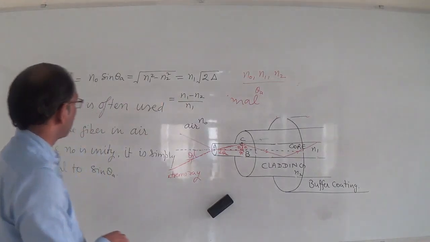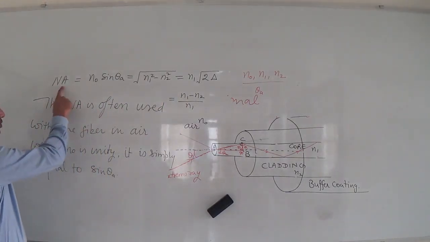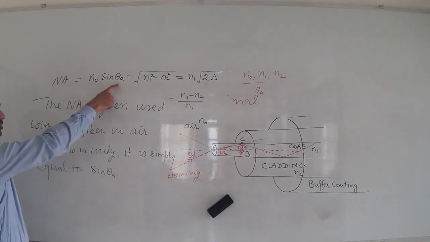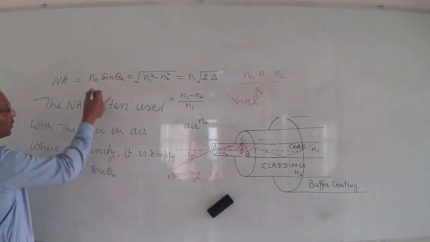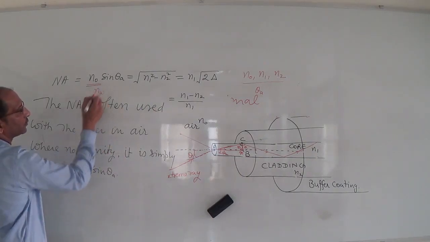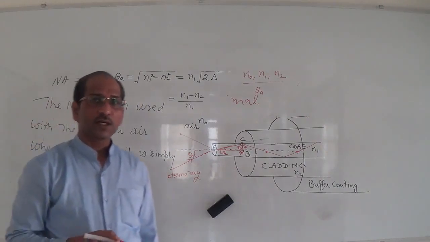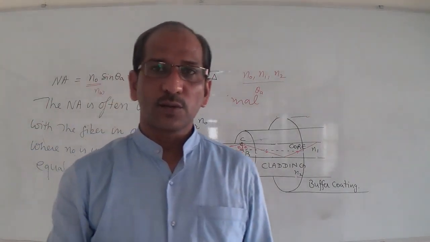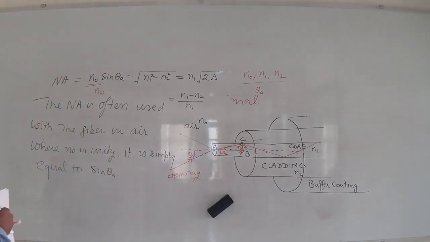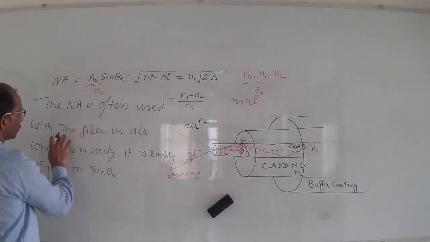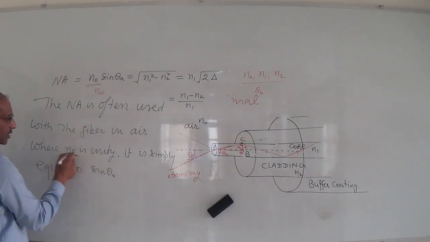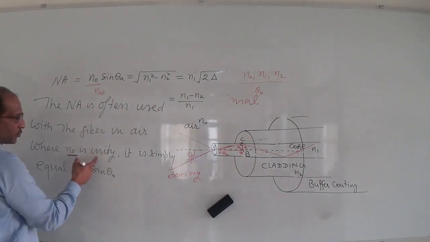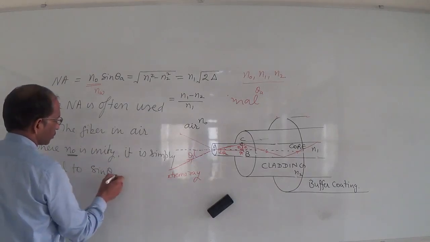So then the formula for the numerical aperture will be nw sin theta e. So instead of n naught, one has to write nw, where nw is the refractive index of the water. Now, as I defined here, the numerical aperture is often used with the fiber in air, where n naught, the refractive index of the air, is 1. So it is simply equal to sin theta e.